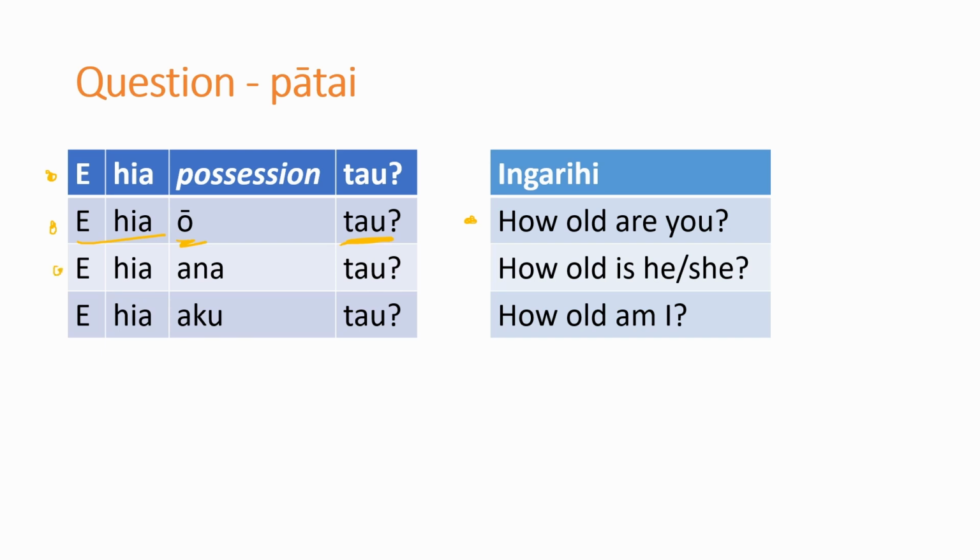Next, e hia ana tau. Ana means his or her. And tau means age or year. So it means how old is he or she. And lastly, e hia aku tau. How old am I? In case you forgot. And just remember, there's no T in front of these words because we need to have them in plural forms. So we don't need the T's in front of it.